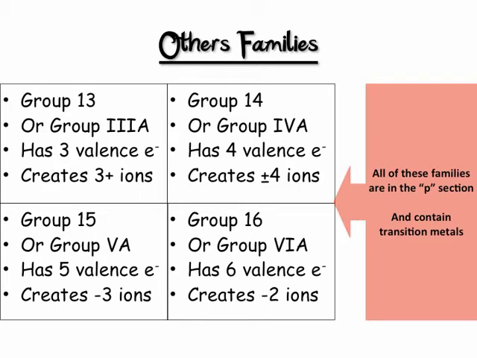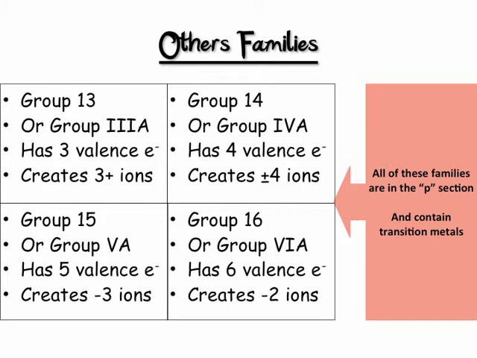There are some other families that don't have super specific names. So column 13, or group 13, is Roman numeral 3A. So these are all also representative families. So they all have the A after them. They do have 3 valence electrons and create +3 ions. Group 14 or 4A has 4 valence electrons and creates +4 or -4 ions. Keep in mind that the magic number is 8, and we'll learn about that with bonding, but the magic number is 8, and it's neither easier nor harder to gain or lose 4 electrons.